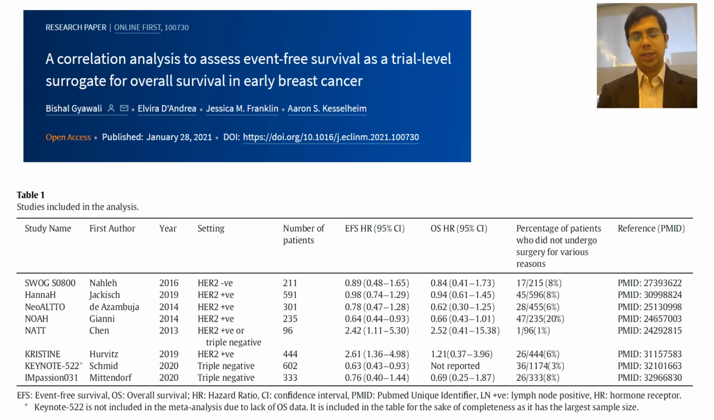In this current paper, we try to fill that void by doing a correlation analysis to assess event-free survival as a surrogate for overall survival in early breast cancer. We came across 8 studies in the neoadjuvant setting which looked at both EFS and OS, but unfortunately KEYNOTE-522 does not have OS data, so we did our correlation analysis on the 7 other studies.